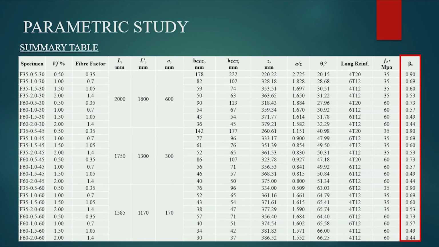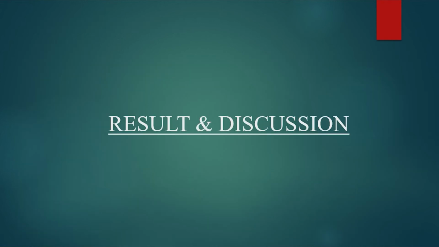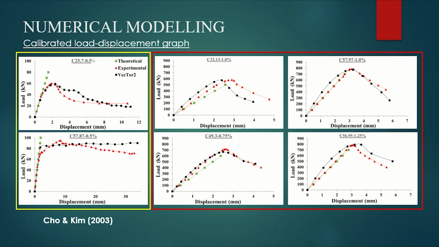The proposed strut efficiency for SFRC is computed based on the cylinder compressive strength and fiber factor. So next, the results and discussion. These 6 graphs show a comparison of the load-displacement graph between the numerical model and experimental result. Besides, the green line represents the theoretical model and is used to justify the initial tangent modulus for both numerical and experimental results by utilizing the shear stiffness theory. The experimental results shown in the first column are taken from Chu and Kim, while the rest of the experimental results are taken from Narayana and Darwish.